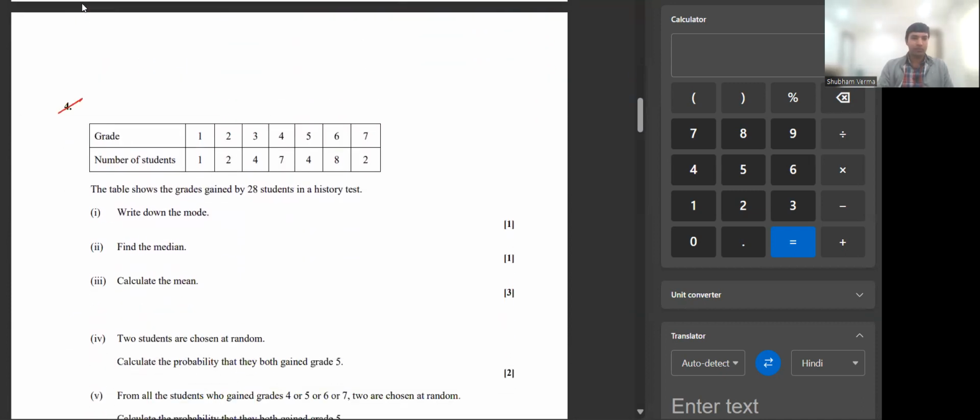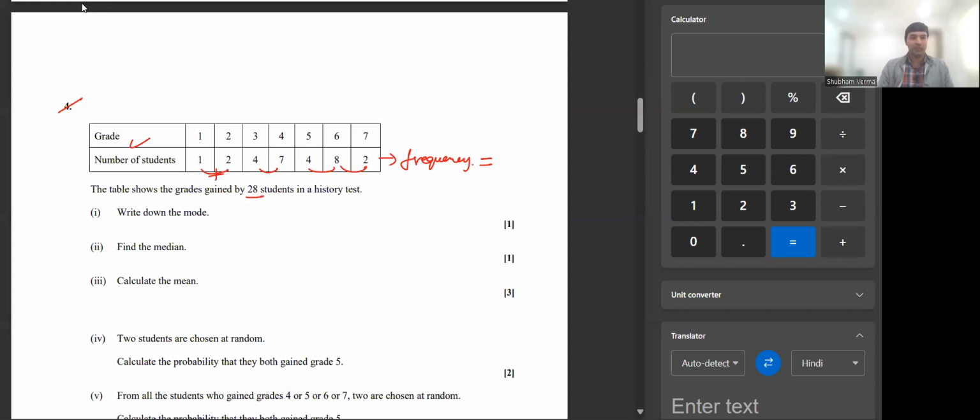Next, fourth question. So there is a table given to us. Here we are given the grades 1, 2, 3, 4, 5, 6, 7 and the number of students. So this is nothing but the frequency. What this table means is there is one student who got grade 1. There are two students who got grade 2. So frequency total, add them up. 1 plus 2 plus 4 is 7. 7 plus 7, 14. 14 plus 4, 18. 18 plus 8. Okay. And then 2.